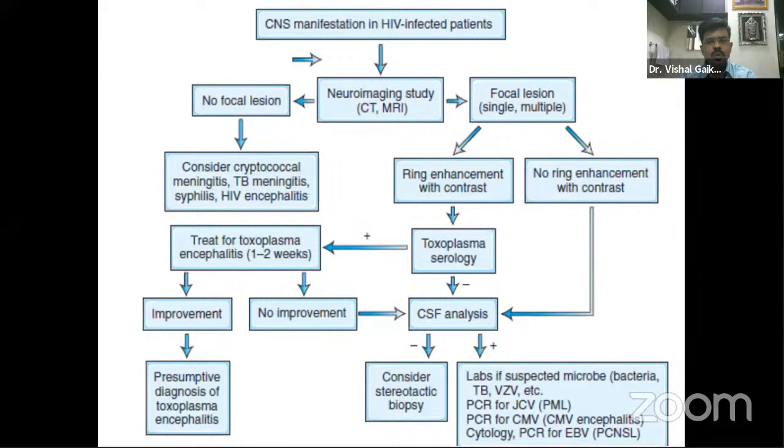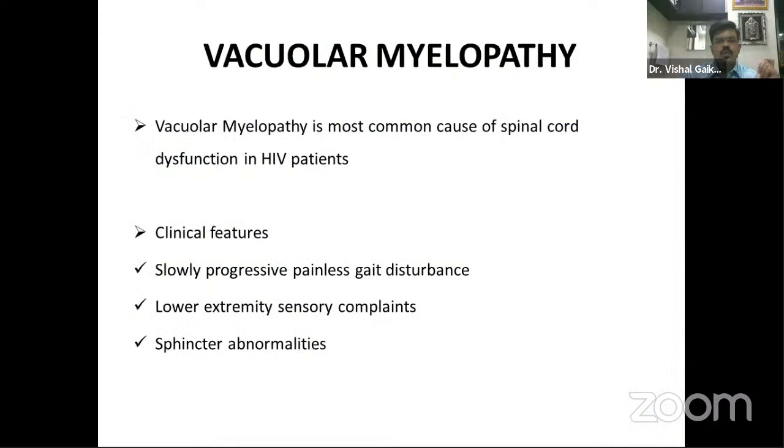If there is no improvement, or if toxoplasma serology is negative, go for CSF analysis and look for CMV, EBV, PCNSL, and if there is still confusion, go for stereotactic biopsy. The next important area is the spinal cord.